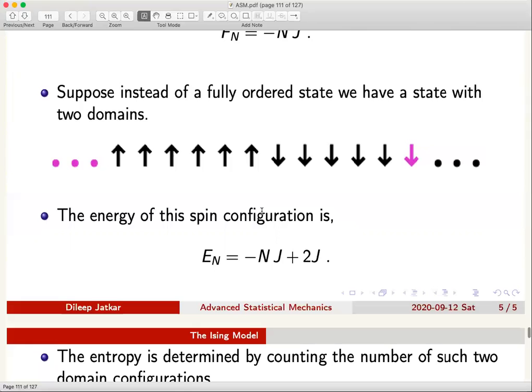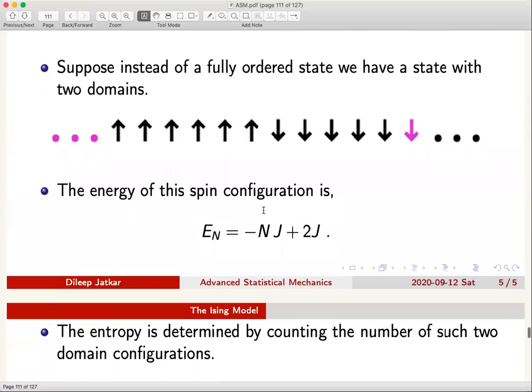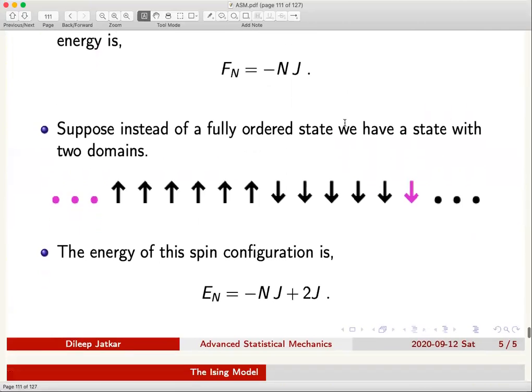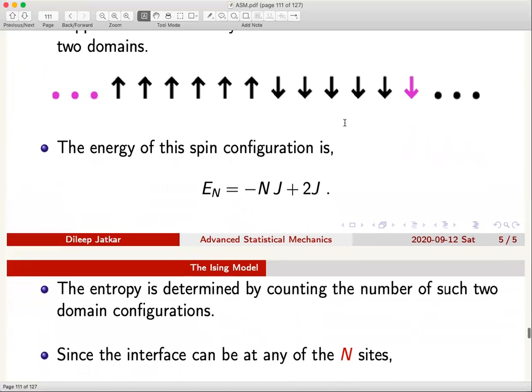Good. Let's try to compute the entropy of the system. Now remember, in the fully ordered state, entropy vanished simply because there was a unique configuration. So there was no way of summing over all possible states of that kind and taking a log of that number. In this particular case, of course, the situation is a little different.